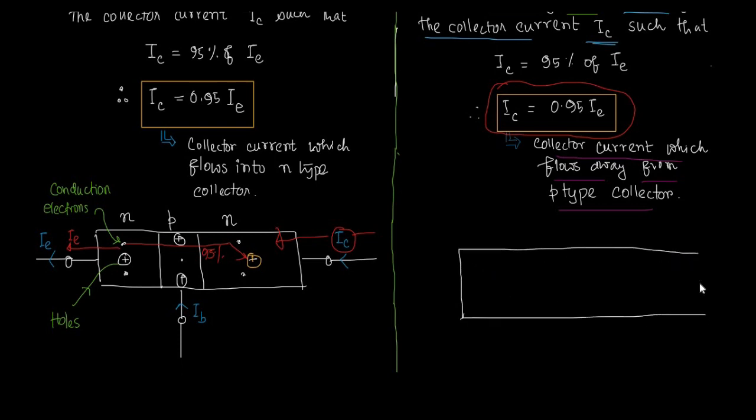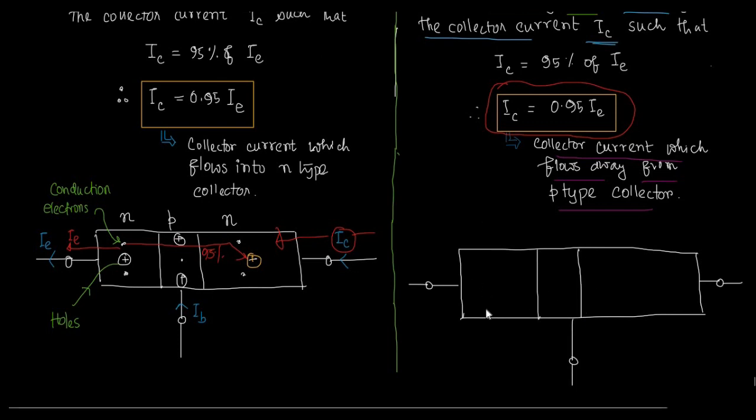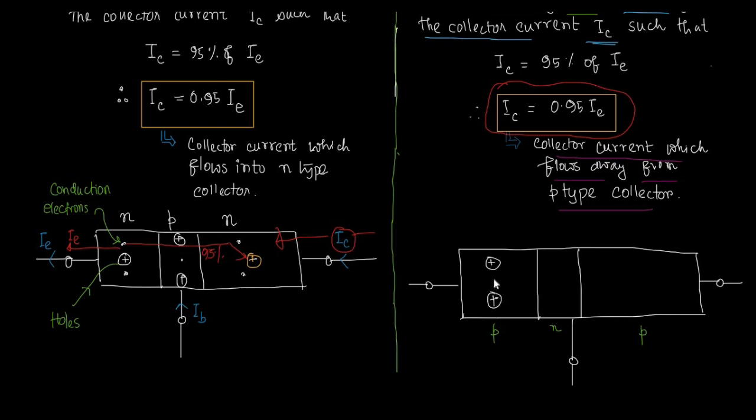Then we can explain the production of collector current IC and base current IB. This is the PNP transistor on the right hand side, and we can denote the p-type emitter, n-type base and p-type collector. So this is a PNP transistor having three terminals: emitter, base and collector. These holes are majority charge carriers in the p-type emitter, and dots mean conduction electrons, which are minority charge carriers.